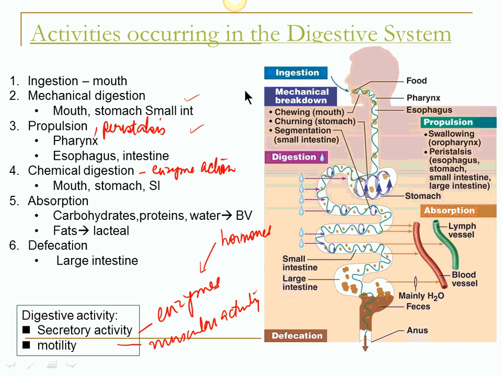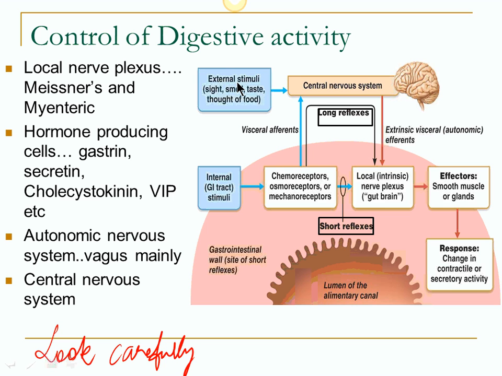So here you got a good idea of some of the enzymes which are produced and what type of digestion occurs where. So let's look at those now. So first is control of digestive activity. That activity is what causes secretion and what brings about the muscular activity. So this is either nervous or hormonal.